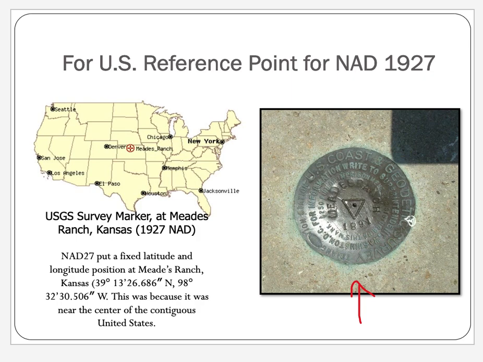So again, NAD 1927 is a horizontal datum, and NAD 1927 is a model that translates an ellipsoid into latitude and longitude coordinates. The NAD 1927 datum is based on, we just reviewed it right now, the 1866 Clarke ellipsoid.